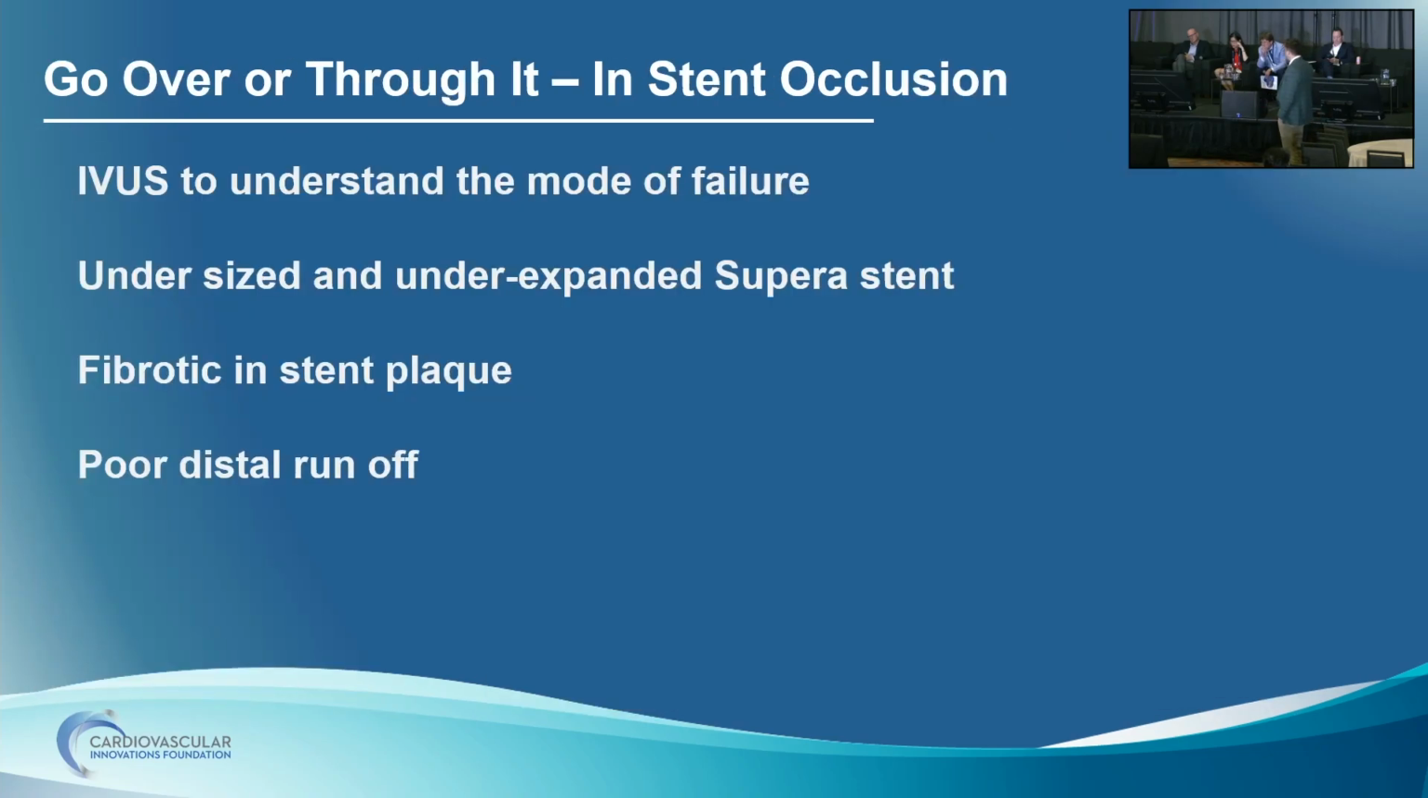So why did it fail? I didn't include all the IVUSs here, but the first thing we did was IVUS. This is an undersized Supera stent. It looked like it was about a 5.0 stent in like a 6.0 vessel. And it had very aggressive intimal hyperplasia as well. And then she also has poor runoff, right? So that's part of the reason that stent probably occluded as well.